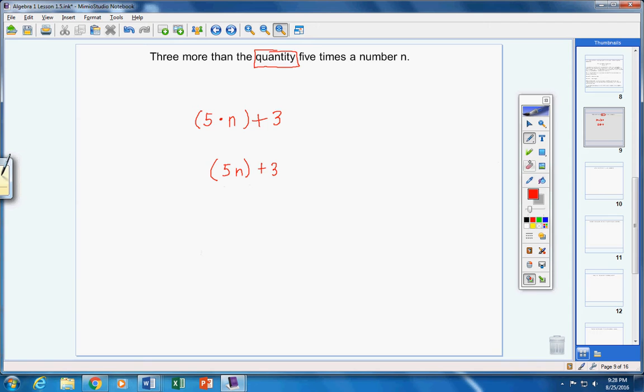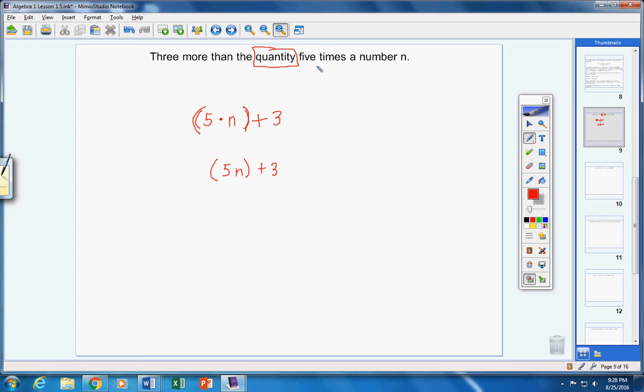Let's look at it again. Let's really take our time, step by step by step. First of all, I saw the words 3 more than something, so I knew I was adding 3. Got it? I knew I was adding 3 because it said 3 more. Now, 3 more than what? A quantity. So I knew it was going to be a group, so I put parentheses.